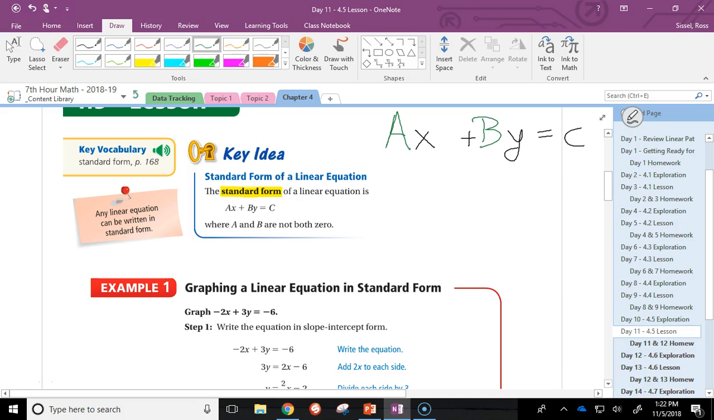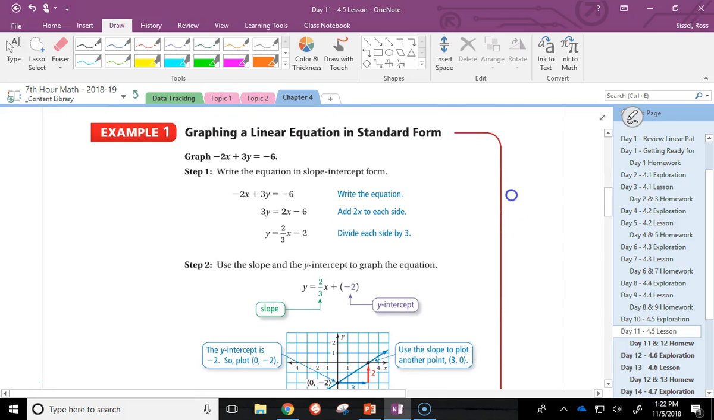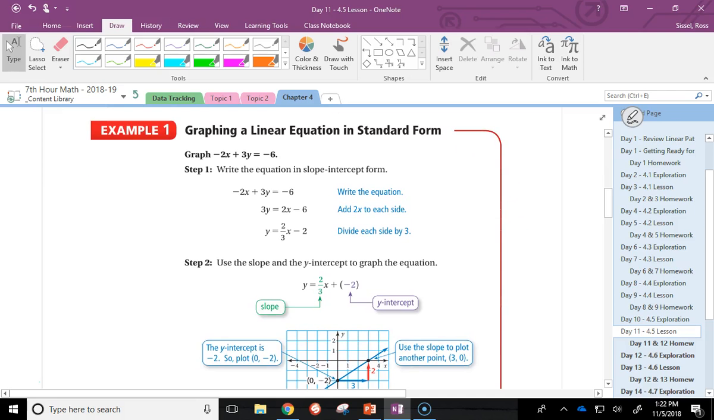Okay? Here's how we solve them. We're going to do two methods today. You have to know both of them. At the end of today's lesson, and huge hint on your pop quiz, you are going to have to go from standard form and graph. And it's very easy. Example 1 shows you how to do it. When you get stuck, go back to this.